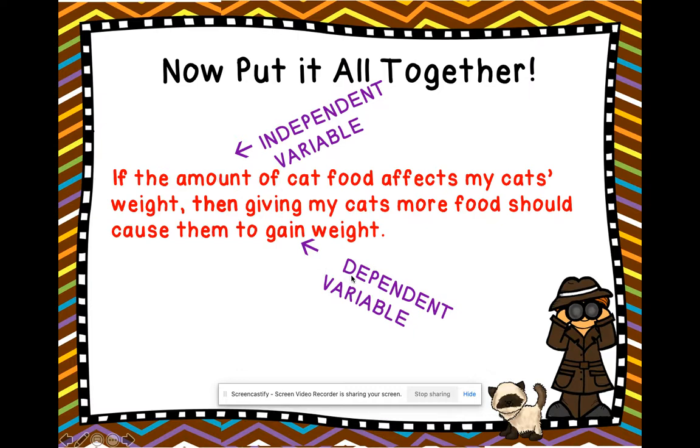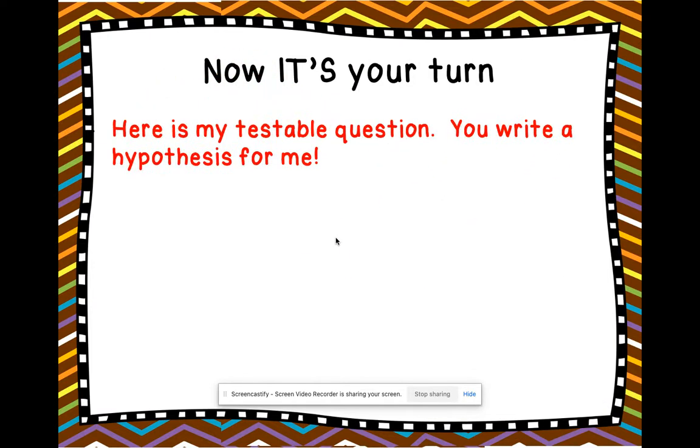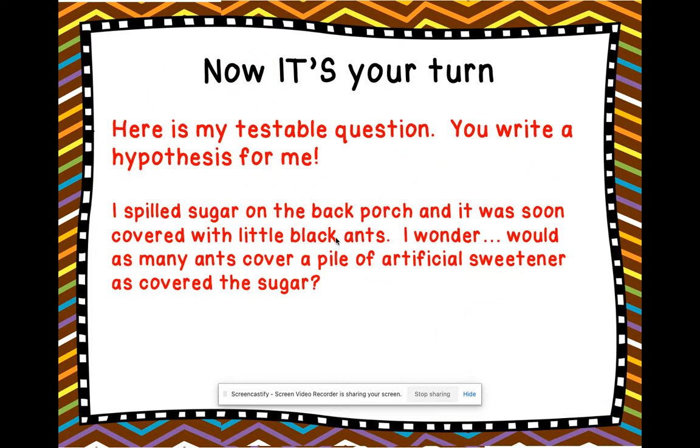Your dependent variable is what you're counting, which is the cat's weight. Okay, so over time, you're looking at each day how much your cat weighs. What you're changing is the amount of cat food, and that's what we call an independent variable. So you are going to be practicing either alone or with a partner writing your own hypotheses.